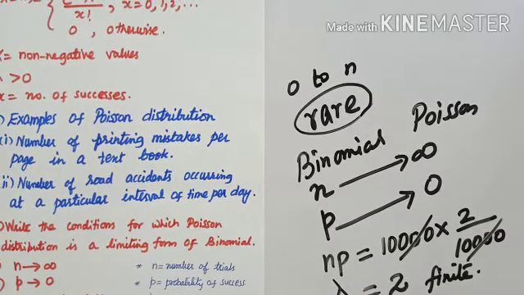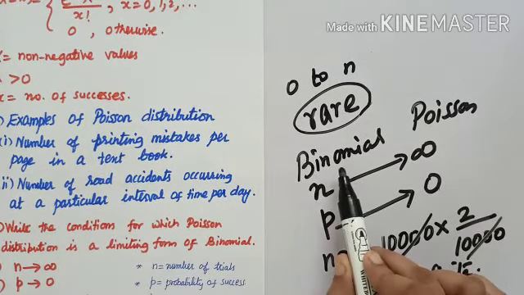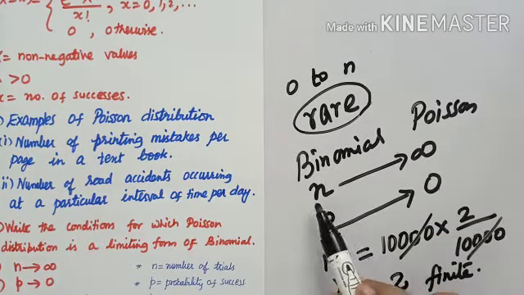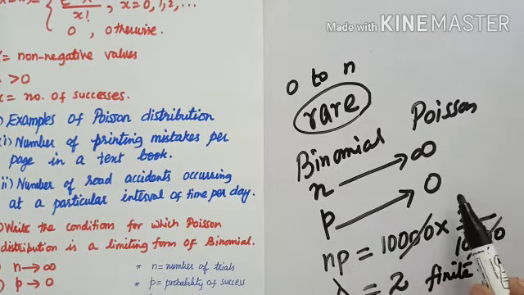So binomial, only two outcomes, whereas Poisson, rare events we say when n tends to infinity and p tends to 0, np, the product which is termed as lambda, is a finite quantity.